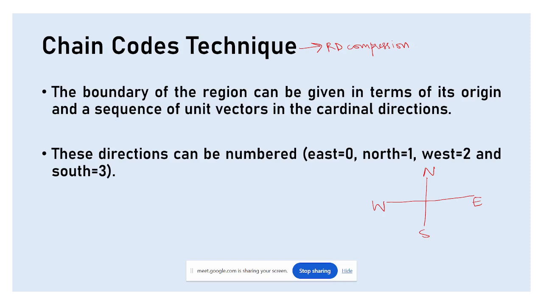So east is given the number 0, north is given the number 1, west is 2, and south is 3. We are assigning that number just to identify the direction. If you say 0, that means the direction is east. If you say 1, the direction is north. If you say 3, the direction is south. If you say 2, the direction is west.